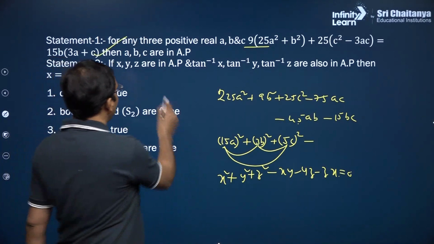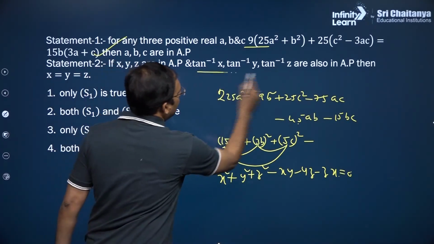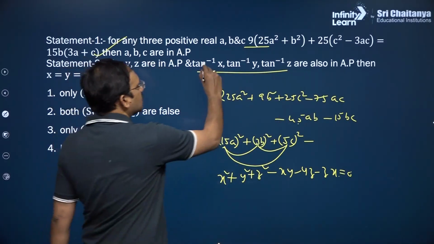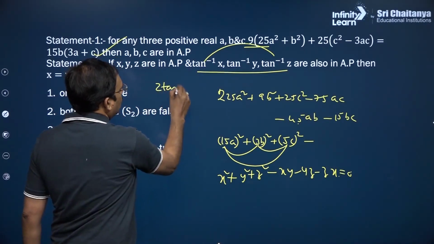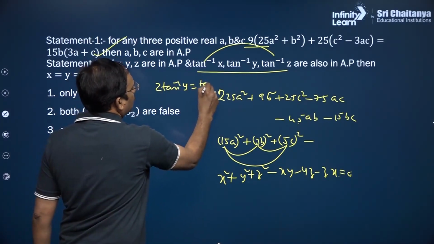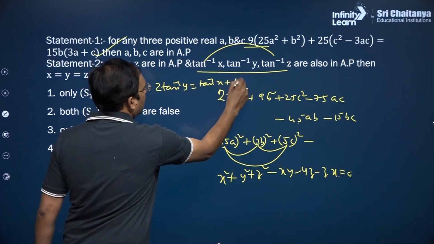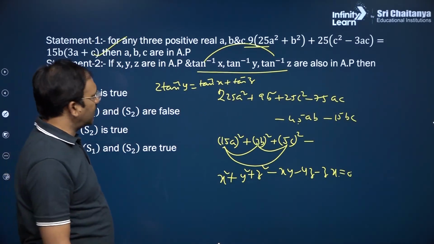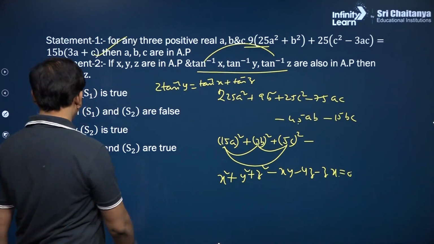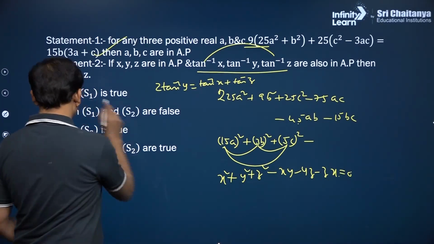Similarly, if x, y, z are in AP, these three numbers are also in AP, means sum of these two is equal to twice of this. Apply tan, my dear friends, 2 tan inverse y is equal to tan inverse x plus tan inverse z. Apply tan and you will arrive at a conclusion that x, y, z will be in AP. So both the statements are correct.